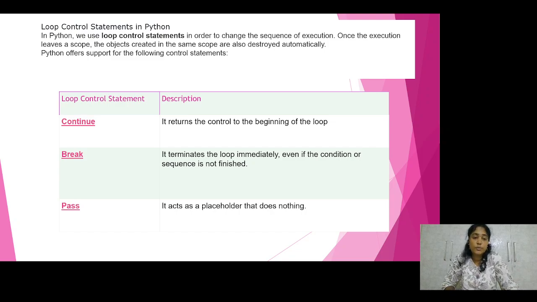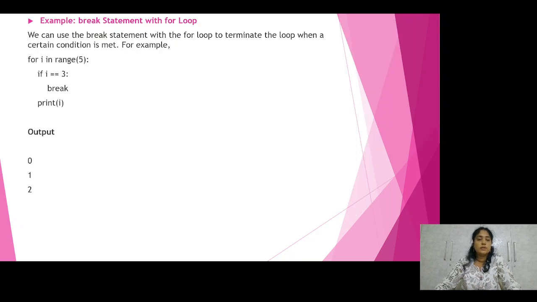And there are other loop control statements also. Those are continue, break and pass. Continue is used to bring the control to the beginning of the loop. Break is used to terminate from the loop. Be careful. And pass acts as a placeholder that does nothing. Whenever you want to go for future implementations, then you have to keep it as pass.